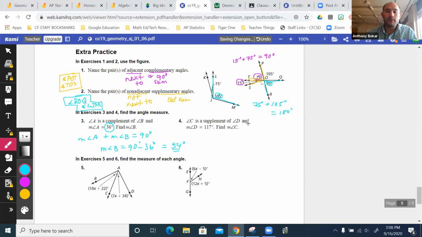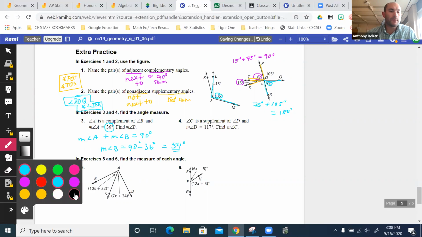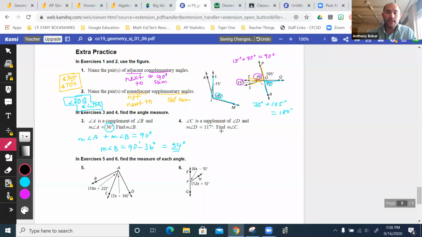C is the supplement of angle D. So if C is the supplement of angle D, then we know angle D is 117. Supplements add to 180. So the measure of angle D plus the measure of angle C has to be 180. If I know this one's 117, to get the measure of angle C, we need to take 180 and subtract off 117, which is 63 degrees. So that is the supplement of 117.